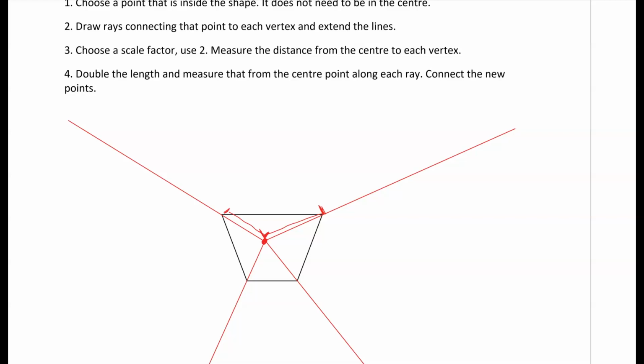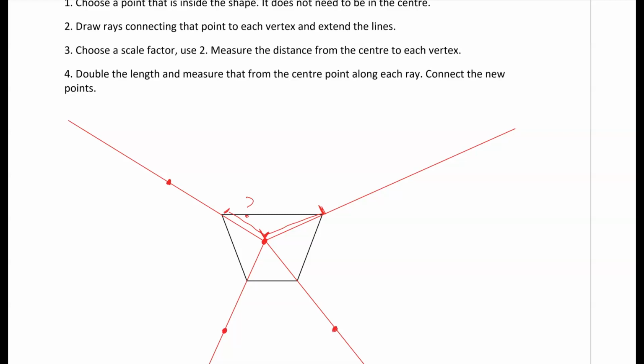And what you're going to do after that is double the length and measure that from the center point. So whatever this measurement is, you're going to times that by 2, and that's going to give you your new measurement, and then you would make a dot that would correspond with that on the same line. So we're going to be doubling all of the measurements, and I'm just doing an approximation right now, but you would be finding the exact same measurement and doing this on your lines.